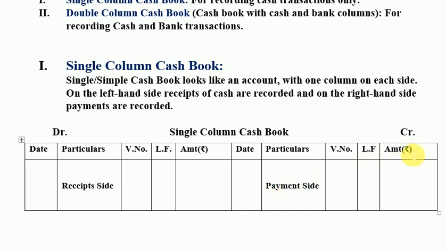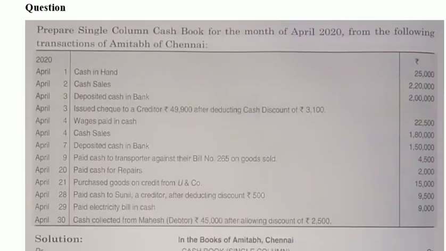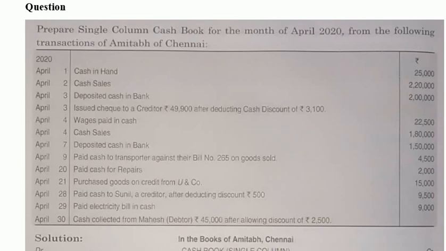Clear? So let's proceed towards one question to discuss this single column cash book. Here you can see in the question: prepare a single column cash book for the month of April 2020 from the following transactions of Amitabh of Chennai. So you can see that on 1st April, the balance is cash in hand 25,000. So how will we record these transactions?